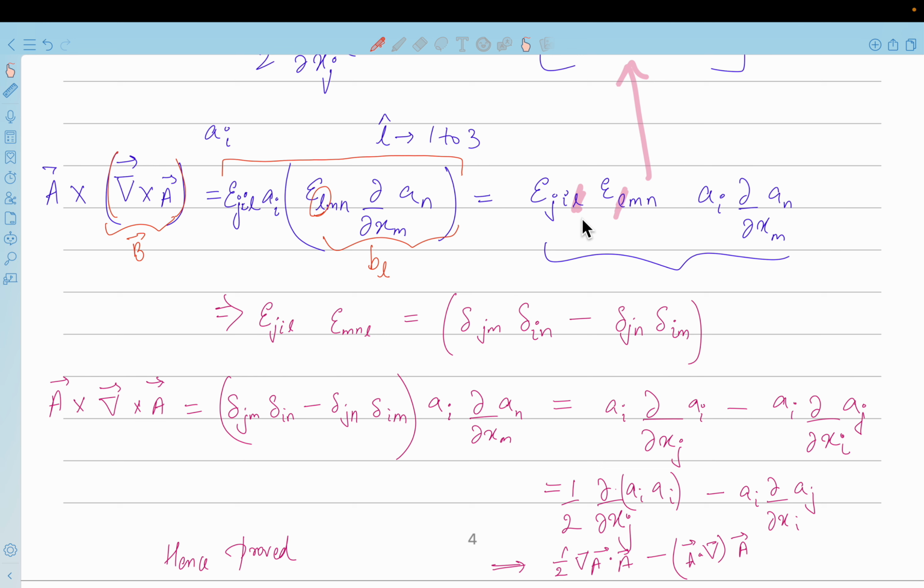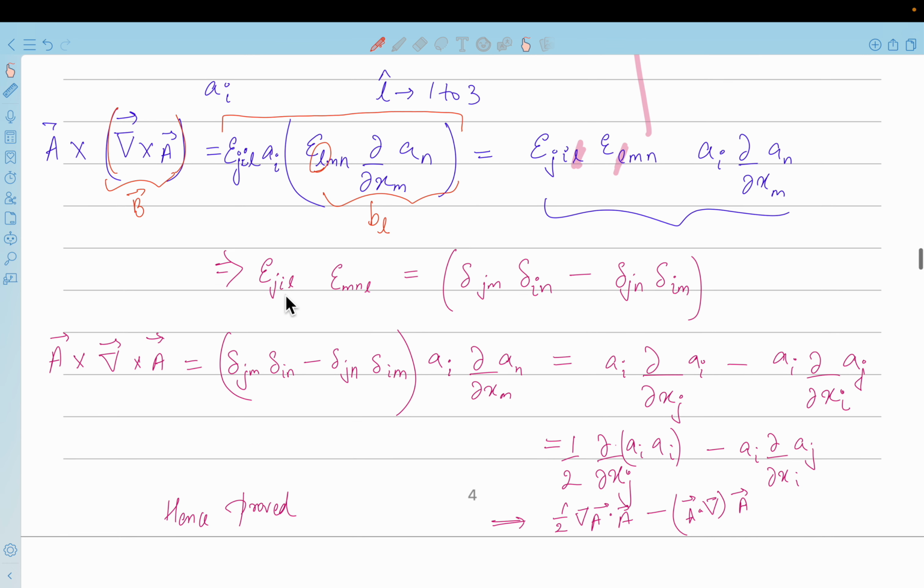Okay, so now what we did was we just took the epsilons, both the tensors together, and what we are left with is ai dou by dou xn an, and there is an identity. The identity is, if you have these two tensors, you can break them into Kronecker deltas. Kronecker deltas, you must have seen this. If you have, let's say, delta xy, delta xy will be 1 if x equals y and 0 else. So we got this identity.